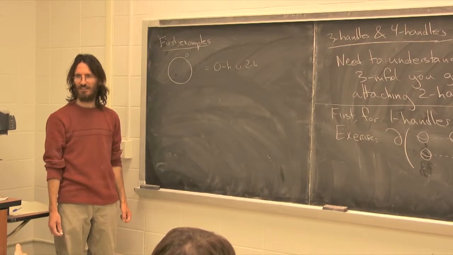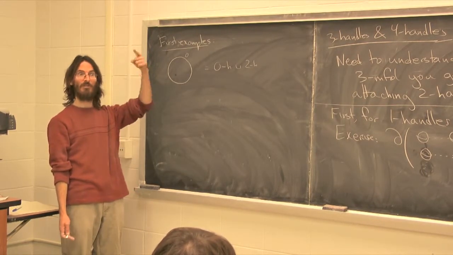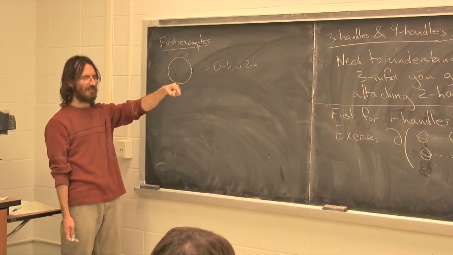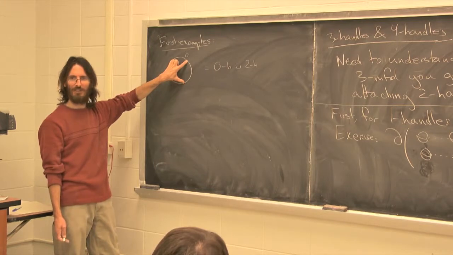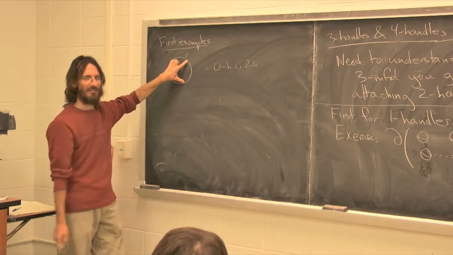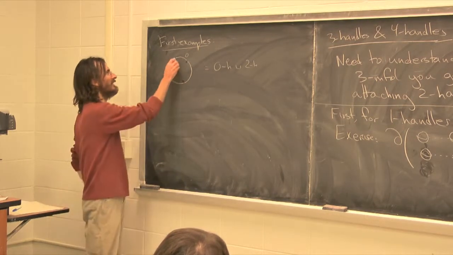Because we have no one handles here. Because I have no one handle, I just have a single zero handle. This two handle doesn't go over any one handles. So therefore, this two handle will attach along a knot in the boundary of a ball. Therefore, I want a knot in S3. Therefore, what I have, it's null homologous, so I can find a surface that it bounds. I might as well take this surface here.